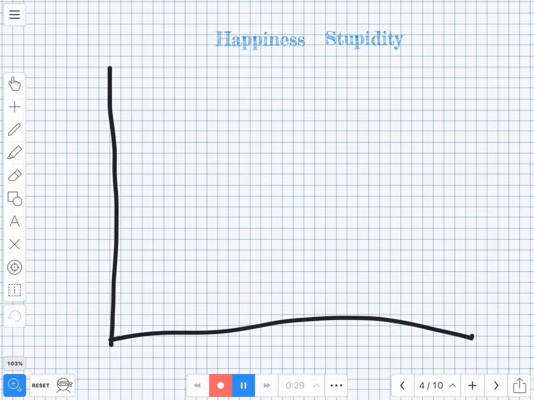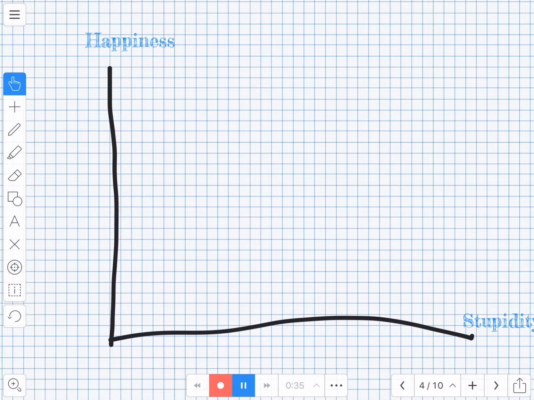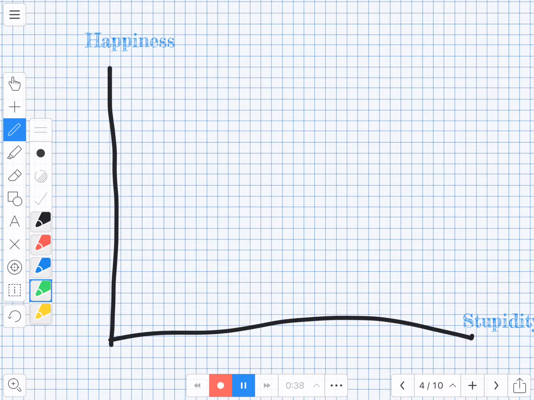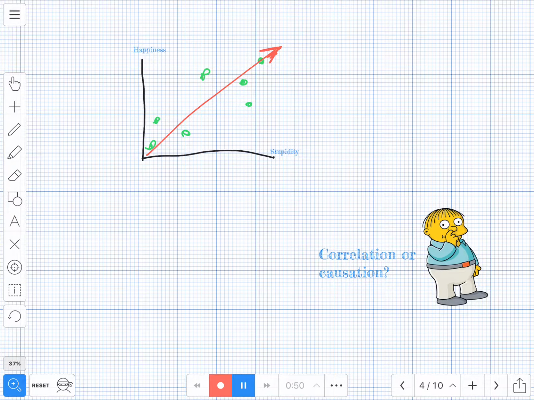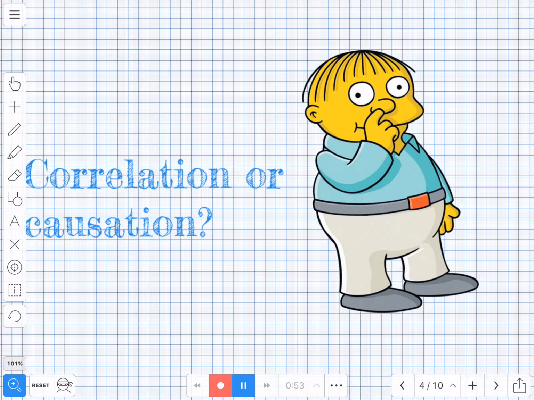The next page, happiness and stupidity. We're going to chart those two things. So I'm going to have happiness over here and stupidity down here. I've taken a survey and people are telling me that this is how it looks. So from my scale of happiness and stupidity, I can see that there's a straight line going up this way. Now the question is, is it correlation or is it causation? Maybe Ralph Wiggum over here knows for me.